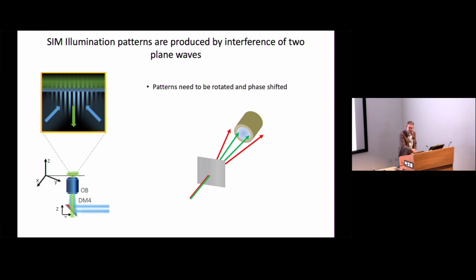And so if we want to image several things at once, that's difficult, right? Because we have to do this sequentially. We have to sequentially change gratings, rotate, and do this kind of stuff. So it's not so easy to do.